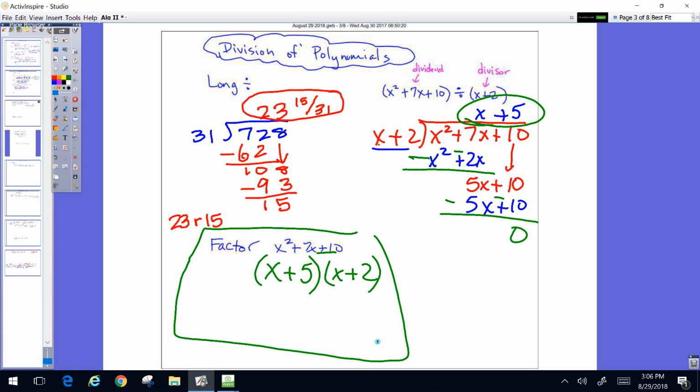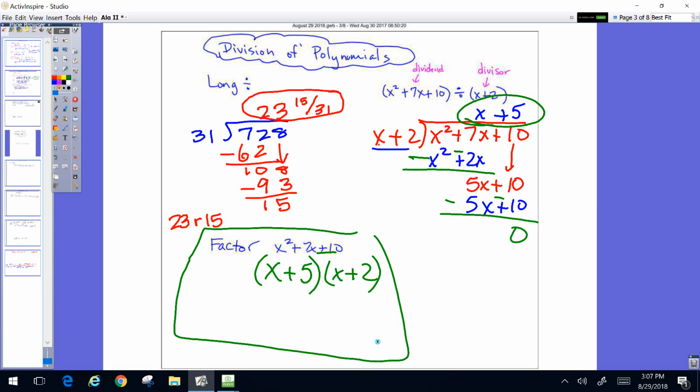Okay, so if we have something and we get a remainder of 0, that's going to tell us, and we're going to look at this over and over again, a remainder of 0 tells you that your divisor was a factor to start with, whether or not you recognize that.